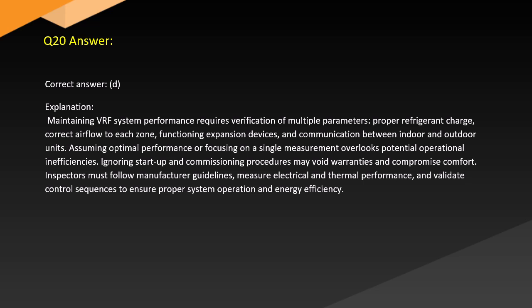Answer. Correct answer, D. Explanation. Maintaining ERF system performance requires verification of multiple parameters: proper refrigerant charge, correct airflow to each zone, functioning expansion devices, and communication between indoor and outdoor units. Assuming optimal performance or focusing on a single measurement overlooks potential operational inefficiencies. Ignoring startup and commissioning procedures may void warranties and comfort. Inspectors must follow manufacturer guidelines, measure electrical and thermal performance, and validate control sequences to ensure proper system operation and energy efficiency.